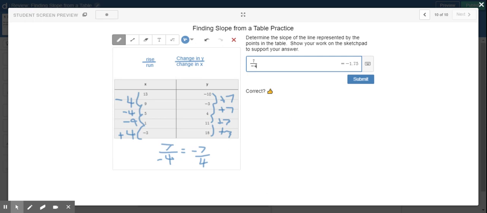All right, so there you go. That's a quick review on how to find the slope from a table and how to use the sketch pad to show your work. So make sure you're showing your work on your sketch pad, even though that part isn't corrected automatically for you. You want to get in the habit of doing that, so that way on a test or a quiz, you are receiving full credit for showing your work.